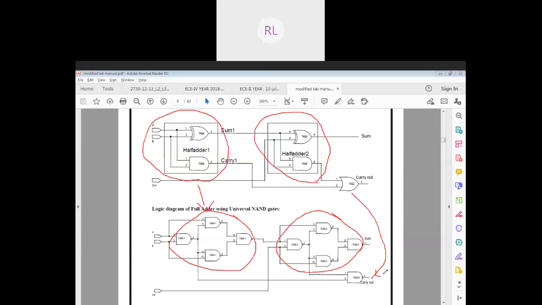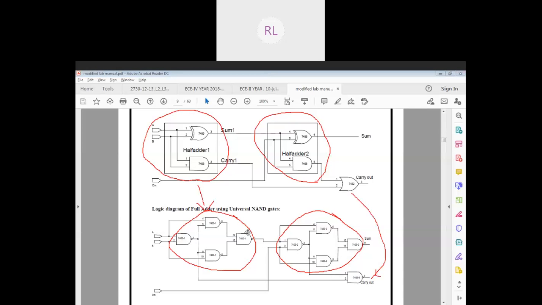If not, we can in fact directly use our XOR gate and implement this. So directly it can be done, or we can even make use of these half adders and implement it.